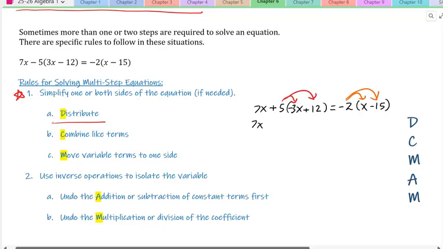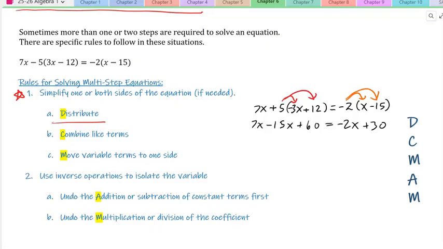Now, 5 times negative 3x is negative 15x, so I write minus 15x. And 5 times 12 is positive 60, okay? Then I'm going to multiply the other one. Negative 2 times x is negative 2x, and negative 2 multiplied by negative 15 is positive 30. All right, that's distribute. I have distributed the 5 and the negative 2 into the quantities that they are being multiplied by.